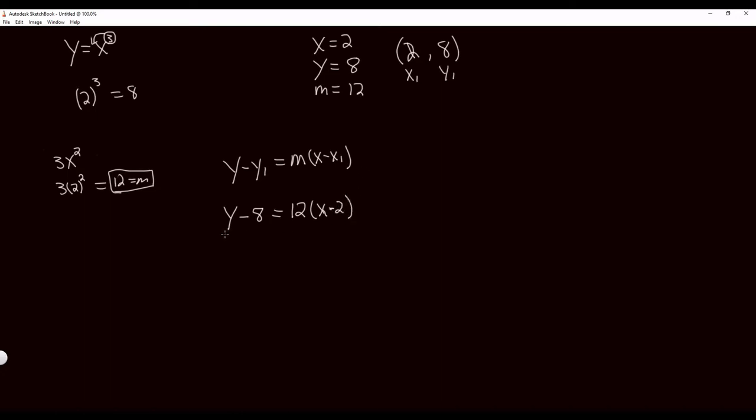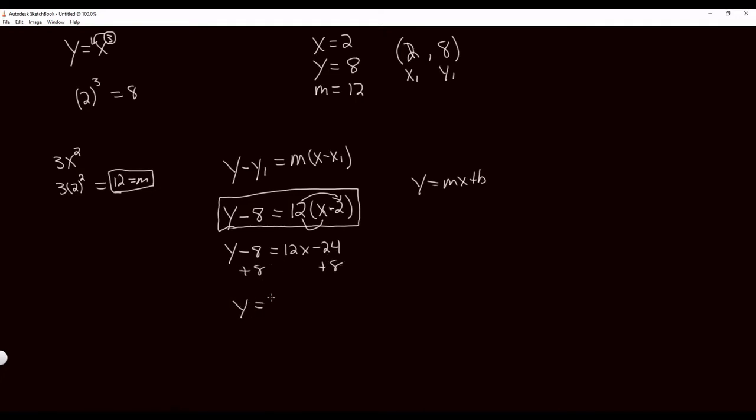So it is completely fine to leave your answer like this, in point slope form, but if you want it in the form of y is equal to mx plus b, you're going to have to simplify, and to simplify we are going to distribute our 12. So this is going to be y minus 8 is equal to 12 times x is 12x, and 12 times negative 2 is negative 24. We're going to add 8 to both sides. And this is going to leave us with y is equal to 12x minus 16. And that is the answer to this problem in the form of y is equal to mx plus b.